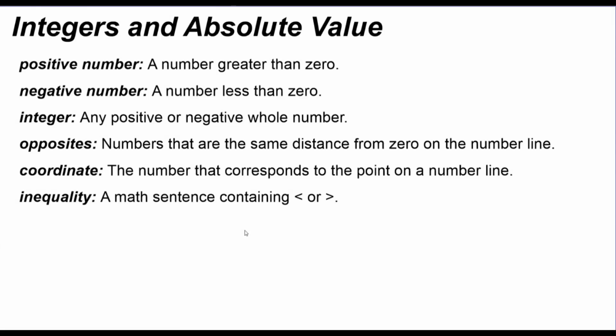We also have opposites, and these are numbers that are the same distance from 0 on the number line. So 1 and -1 are opposites, 2 and -2 are opposites, 10 and -10, and so on. Those are opposites. And then, of course, coordinate, we used that in chapter 1, but that's the number that corresponds to the point on a number line. And then inequalities, that's when we make a comparison in math, and it's a math sentence that contains either the less than or greater than symbol.